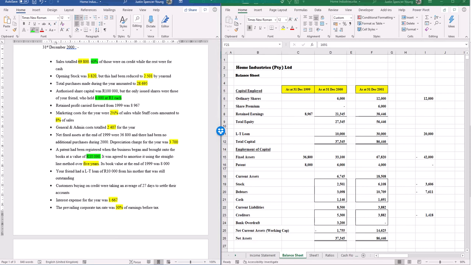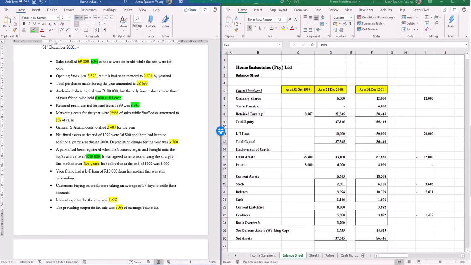Then the retained earnings is cumulative. So they gave us a number, and when I find it, I'll tell you what it is. There it is. Retained profits carried forward from 1999 were 8,967. So just notice what I did here in the grid. I added this 1999 here, and I showed you where that retained earnings number would be.